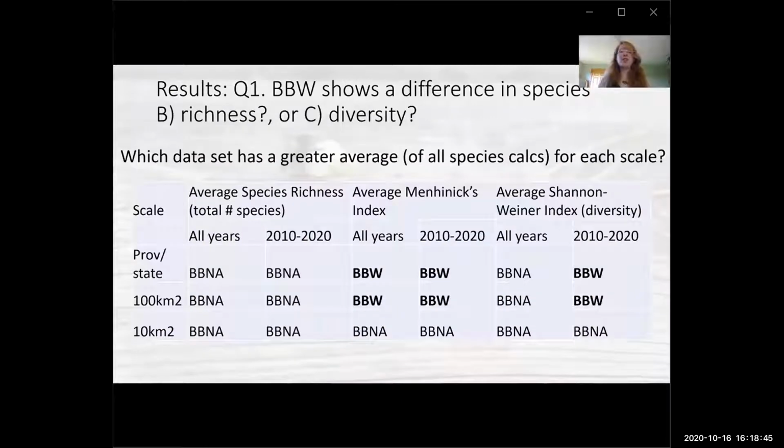In terms of species richness and diversity, it depends on the scale you're looking at.